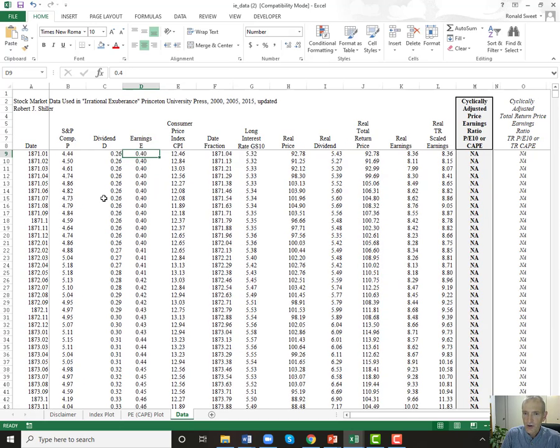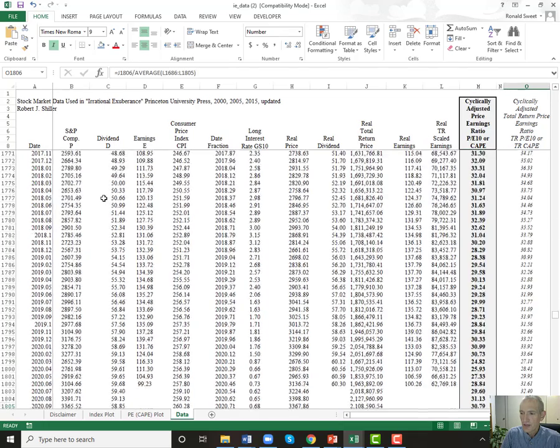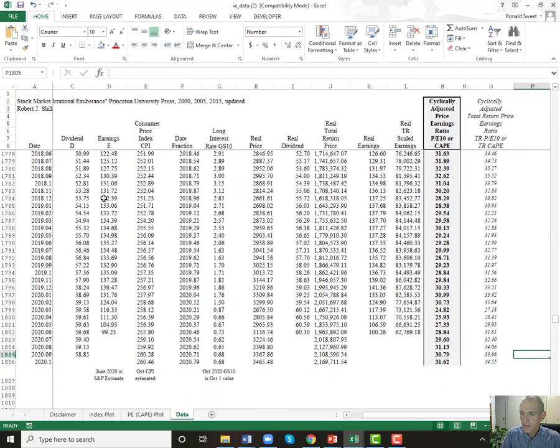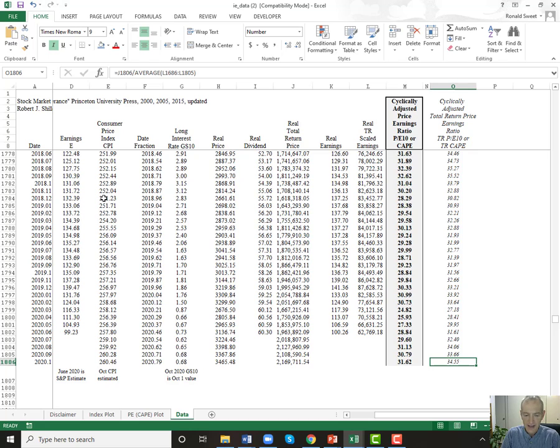So he brings in the earnings of the S&P 500. He says the S&P 500 was 4.44 back then. It's 3,300 today. He's got the dividends. He's got the 10-year treasury. He has all this kind of stuff. And you look at what he's doing, wow, that's a really high CAPE ratio.